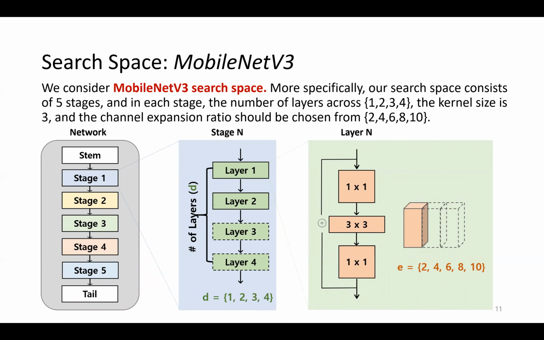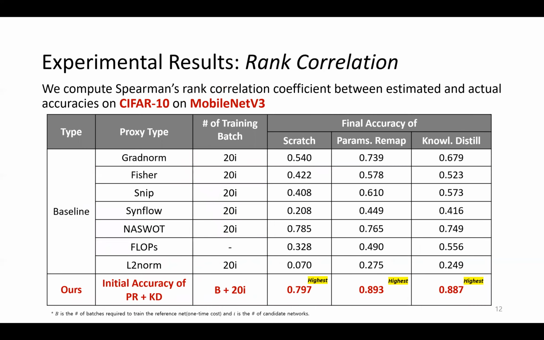For the experiment, we consider the MobileNet version 3 search space. And to validate our model's performance, we compute Spearman's rank correlation coefficients between estimated and actual accuracy on CIFAR-10. And as shown in this table, our model outperformed other baselines such as flow-based proxy or zero-cost NAS-based proxy.